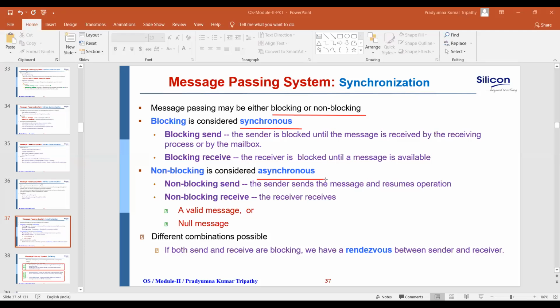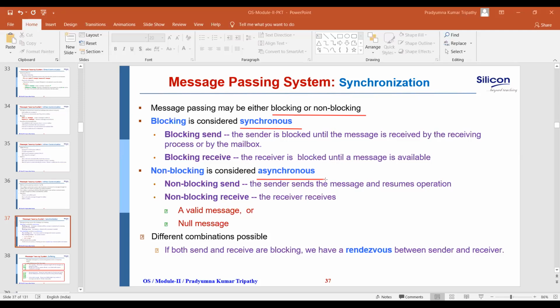What is blocking send? Blocking send means the sender is blocked. When will it be blocked? The sender is blocked until the message is received by the receiving process or by the mailbox. Unless the message is received at the receiver end or at the mailbox, the sender will not send the next one. The blocking receive says that the receiver is blocked until the message is available. Until the message is available, the receiver is blocked. So it is called blocking send and blocking receive.